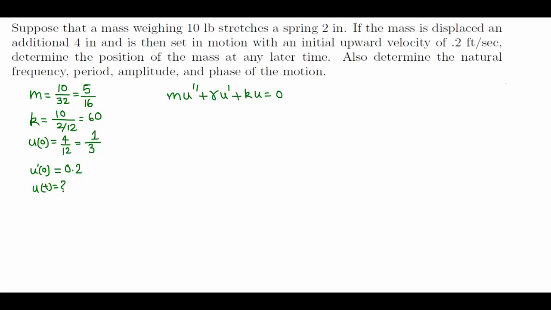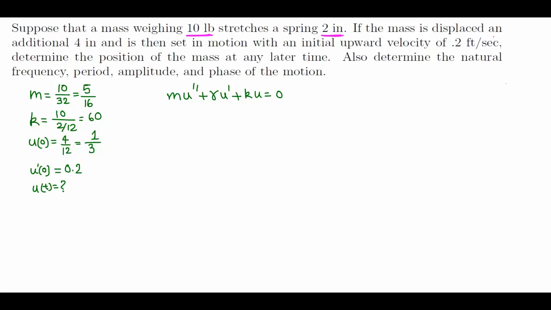Mass weighing 10 pounds. So the mass is 10 pounds divided by 32 feet per second squared, and that is 5/16. This mass stretches a spring 2 inches. Stretched length. That means when we divide this weight by the stretched length, 10 divided by 2 inches, which is 2/12 feet, that gives the spring constant k. 10, that's the weight, over the stretched length, comes out to be 60.